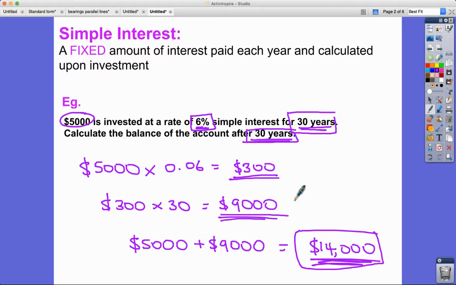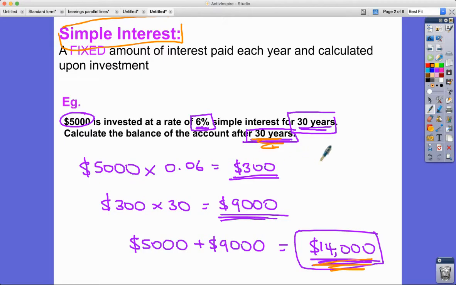Now, that might seem okay. That might seem like a good deal to some of you. However, it's not. It's a complete rip-off. We do not generally go for simple interest accounts, unless the interest rate is really high, for the simple reason that it's not really fair to just get interest based on your initial amount. Your balance is increasing massively over the course of that 30 years.